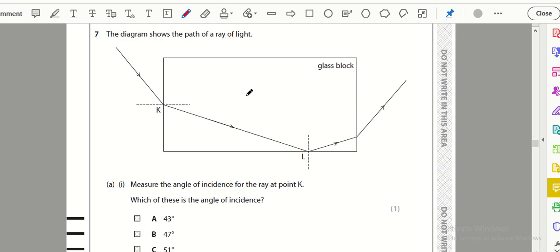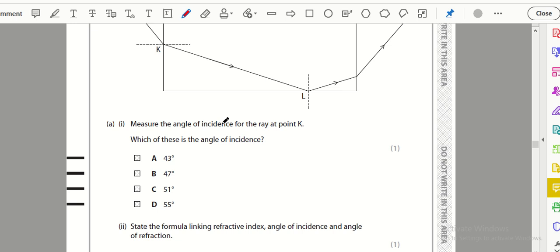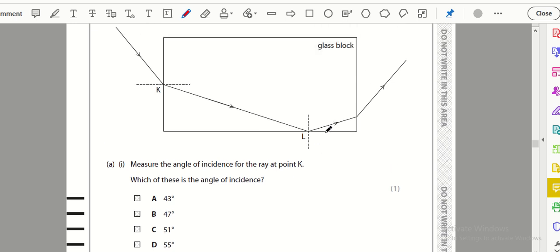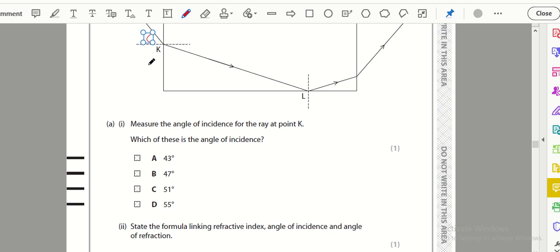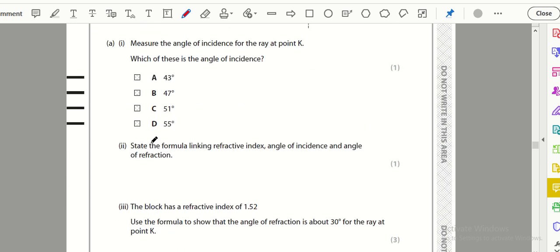Diagram shows path of ray of light. Measure angle of incidence for ray at point K. Angle of incidence will be the angle between the normal and the incident ray. Measure it with your protractor and find the answer.